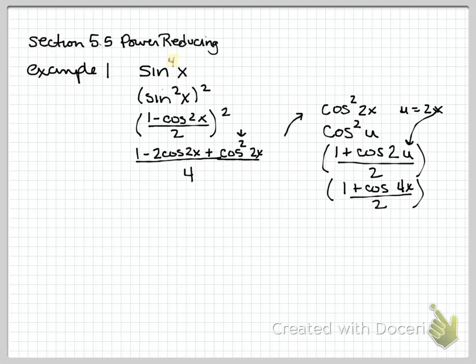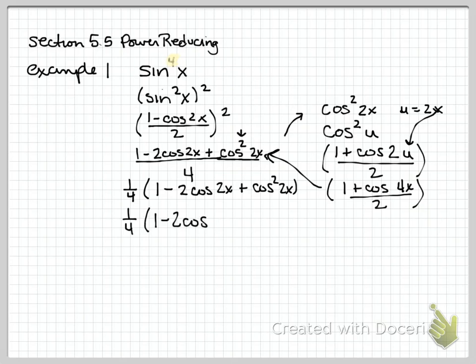Sine squared is not going to be any different, except instead of a plus sign, we have a minus. So this is going to go back and take the place right here. Now, that tells me I'm going to have a fraction over a fraction, and that's going to get kind of messy. So before I substitute that back in, I'm going to factor out that 1/4. And that's going to give me 1 minus 2 cosine of 2x plus the cosine squared of 2x. Now put that substitution in. So I'm going to put in a plus 1 plus the cosine of 4x, all over 2.